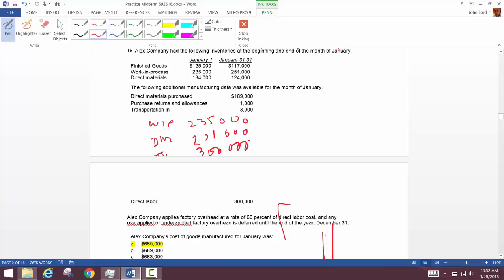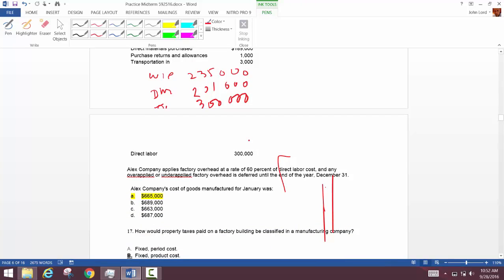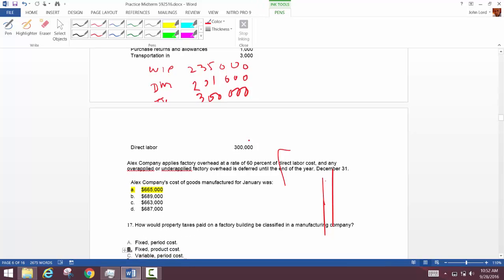Okay, good. We got our direct labor, 300,000. And then factory overhead. Good. You can go on to the next page. Just put OH down there, right onto the top of that next page. Yeah, there you go. Right on OH for overhead. Just right there on the top of it. It's at 60% of the direct labor.